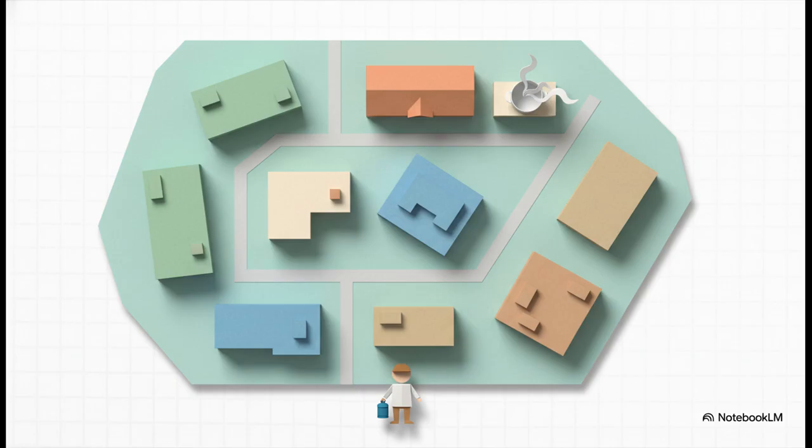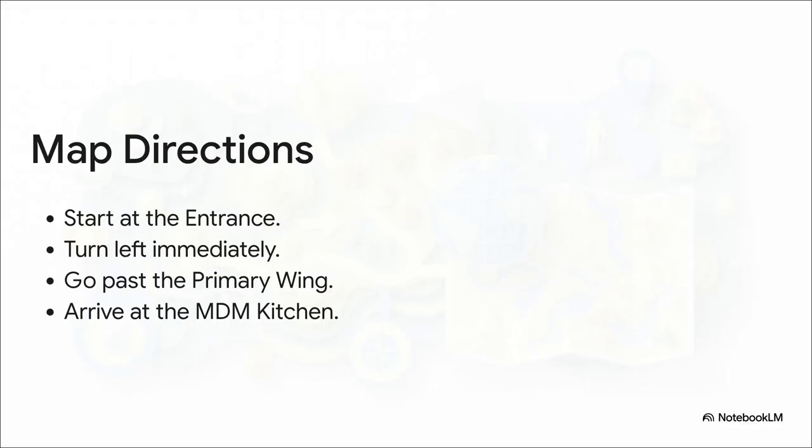We need to help a water delivery man navigate this bustling school campus map. He's starting down at the entrance, and his ultimate destination is the MDM kitchen. To do this, we have to look at the map from a top-down perspective, almost exactly like Ronnie up on the roof, to guide him through these pathways. So, let's walk through his route together.